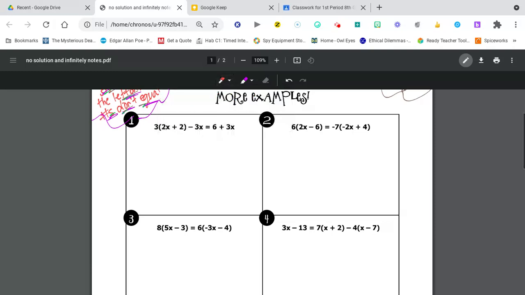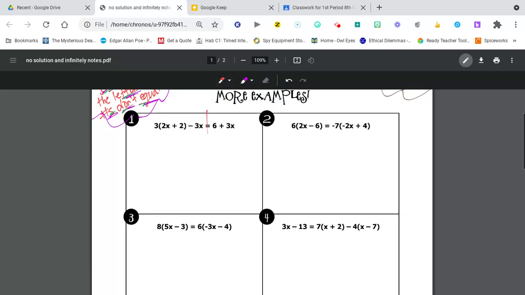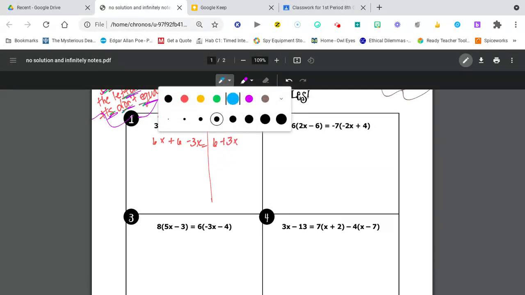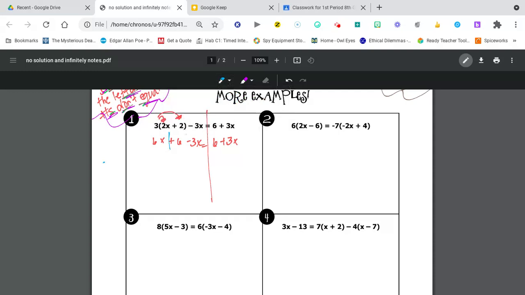All right, this is what you should have gotten for number 1. 3 times 2x is 6x. 3 times 2 is 6, and then bring down the negative 3x. Here, bring down 6 plus 3x. So on this left side, I can combine like terms. I'm going to subtract. 6x minus 3x is 3x. And bring down plus 6.